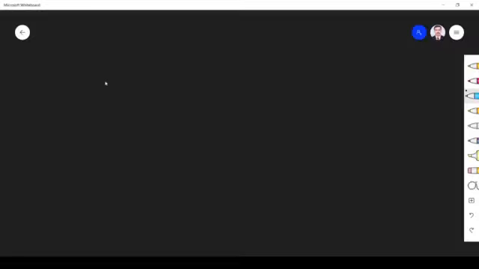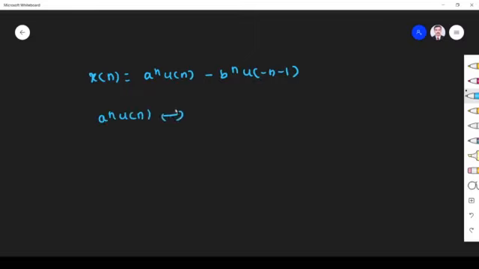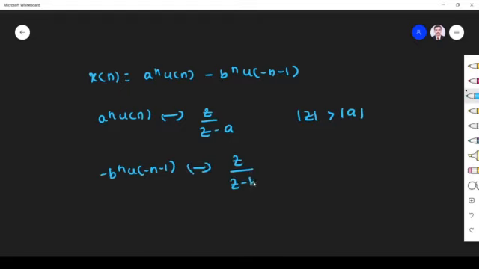The next problem is to find the z transform of x of n equal to a power n u of n minus b power n u of minus n minus 1. We know the z transform of a power n u of n is z by z minus a, with ROC mod z greater than mod a. Similarly, minus b power n u of minus n minus 1 has the transform z by z minus b, so mod z must be less than mod b.